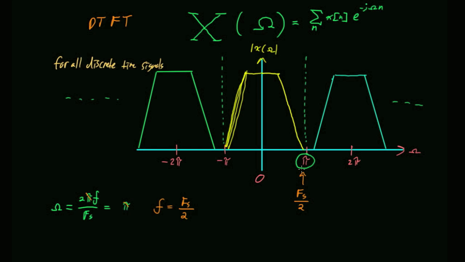It's the largest frequency of a continuous time signal you can expect to sample with this sampler without having aliasing.